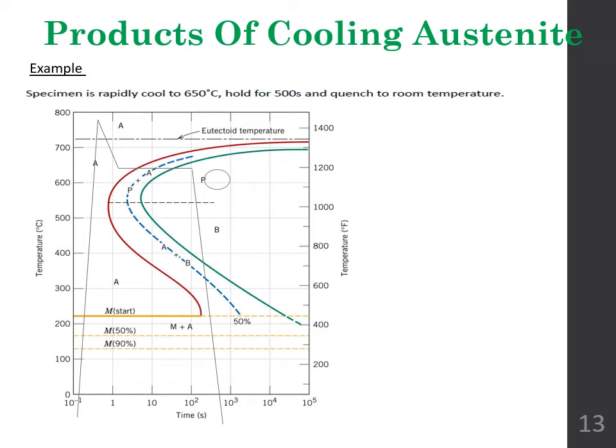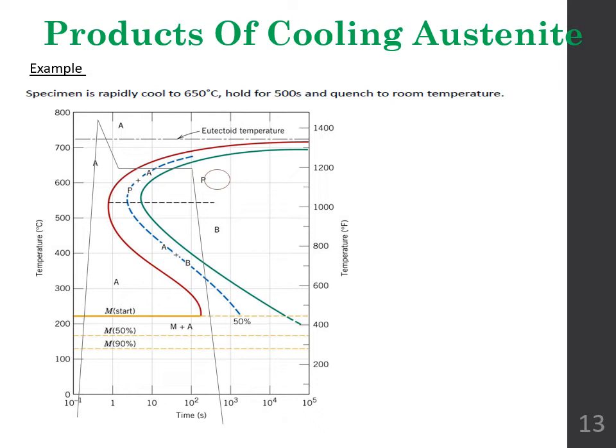Let us look at the first example of cooling austenite. You have your question over here: the specimen is rapidly cooled to 650, held for 500 seconds, and quenched to room temperature. Remember, the first step is to increase the temperature above 727, the eutectoid temperature.